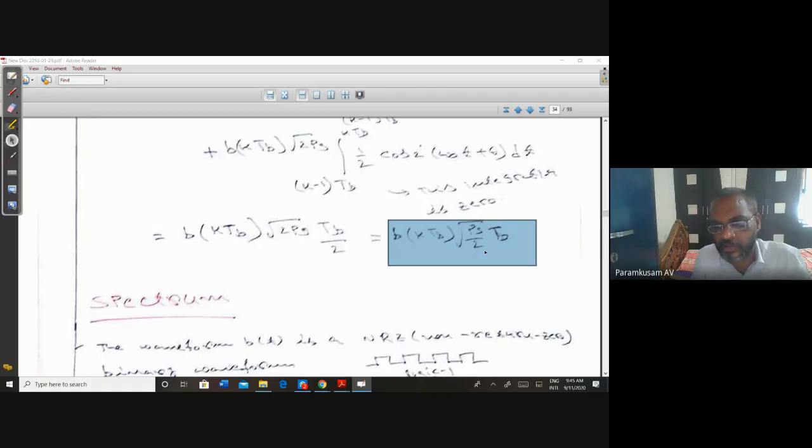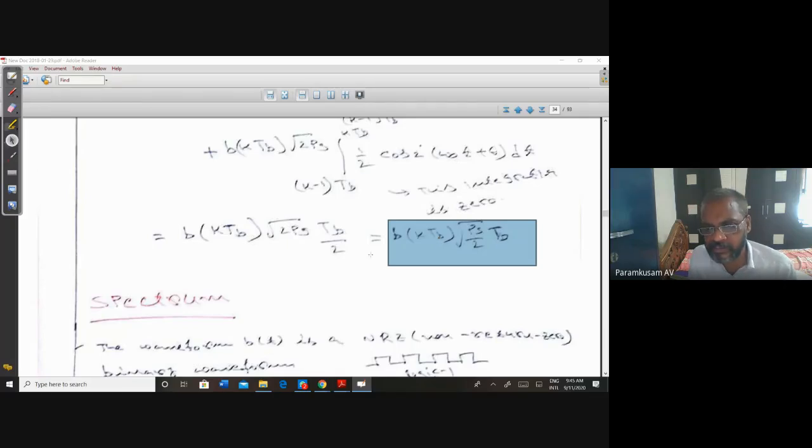Okay, so this is the output of the receiver. From this voltage, you can decide whether the transmitted signal is logic 1 or logic 0, because root Ps by 2 is a constant, Tb is a constant, and that is multiplied with B of kTb. B of kTb is nothing but either plus 1 or minus 1.